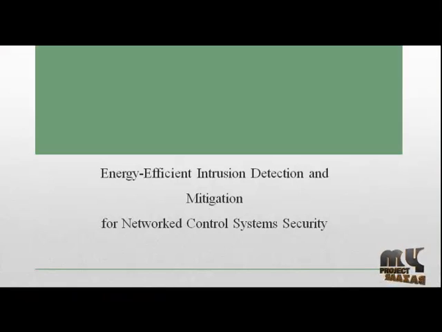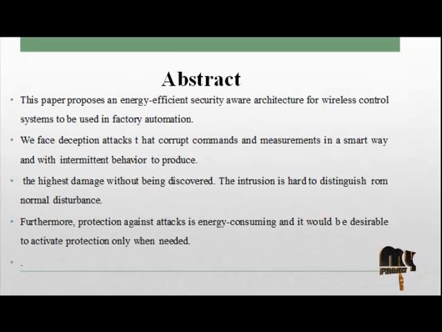Energy efficient intrusion reduction and mitigation for network control system security. Now we discuss the abstract for the energy efficient intrusion reduction process. This process proposes an energy efficient, security aware architecture for wireless control systems to be used in factory automation. We focus on dispersal attacks that corrupt commands and measurements in a smart way, with intermittent behavior, to produce the highest damage without being discovered.